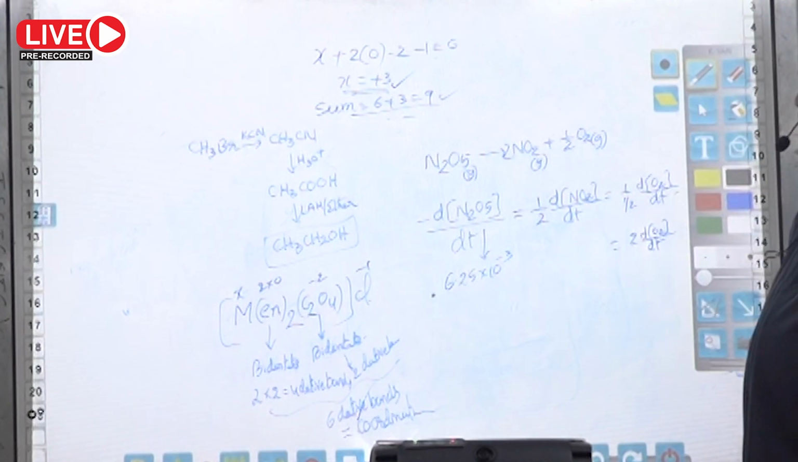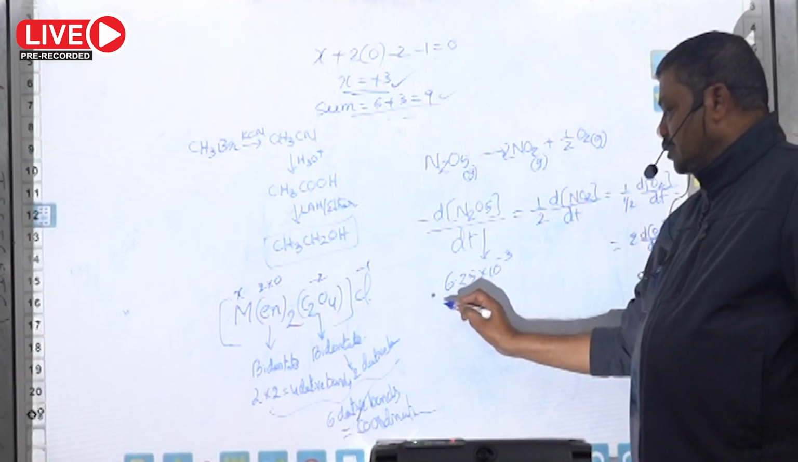Next, N2O5 gas gives 2NO2 gas plus half O2.